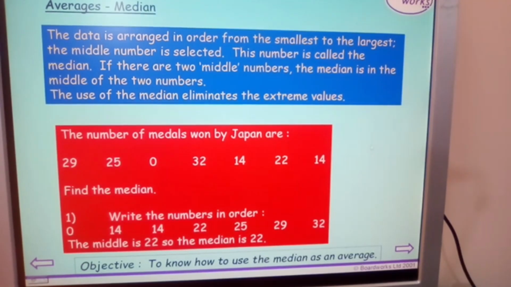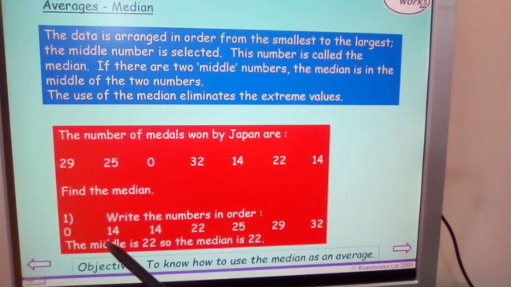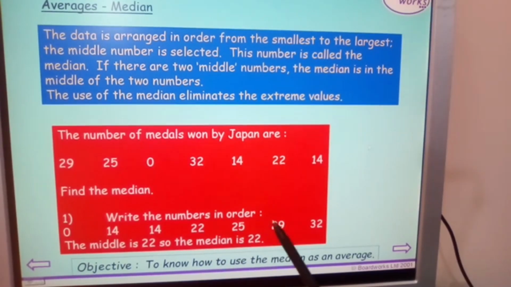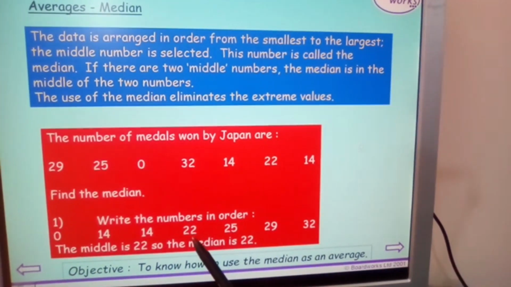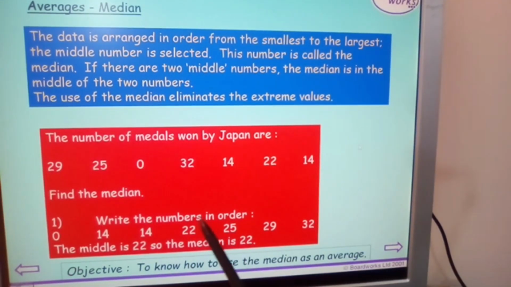Now here it's given us here, the middle is 22. So 1, 2, 3, 4, 5, 6. The middle is 22 it says, but I don't quite agree with that because I would have added these two numbers together and divide them by 2. That would give me my median. That's how I would perceive it to be the case.